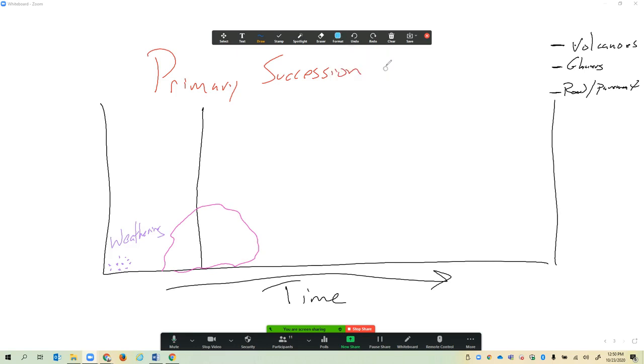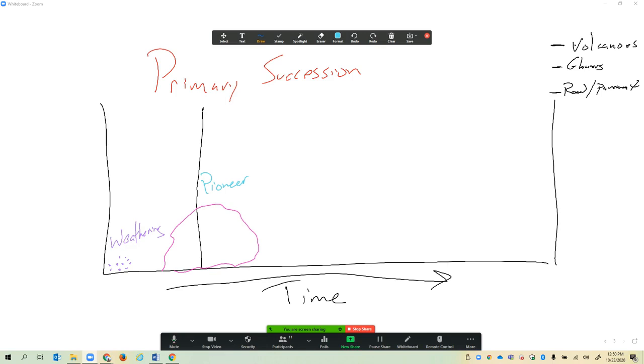But what now is going to colonize? What is going to be the first organisms to colonize in primary succession? What's the classification of organisms called that colonize first? Is it the pioneer species? Very good. Pioneer species. Now, pioneer species are going to start to come in first.